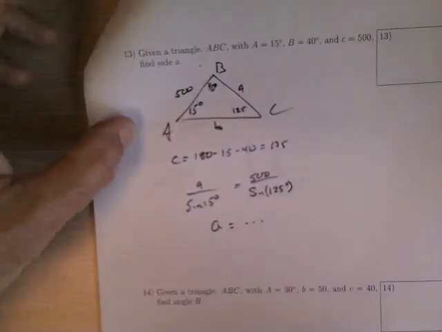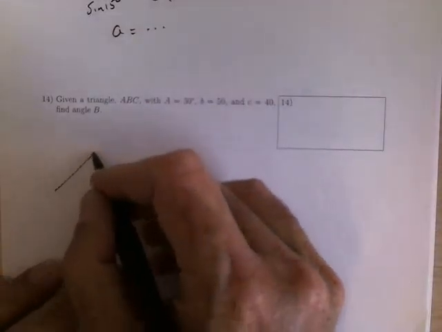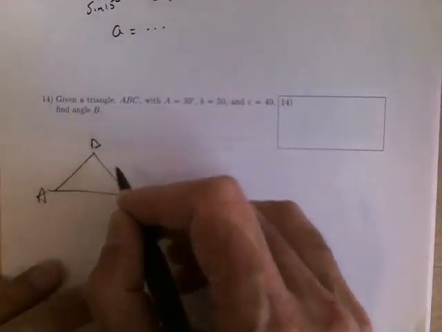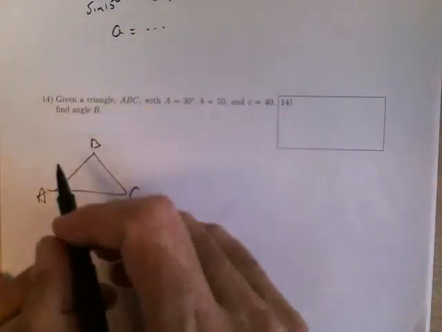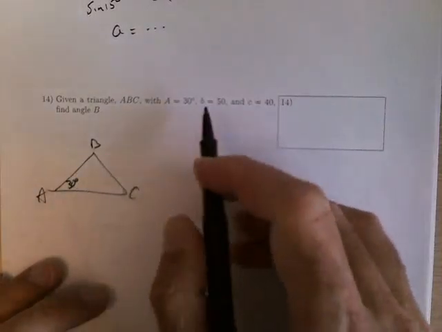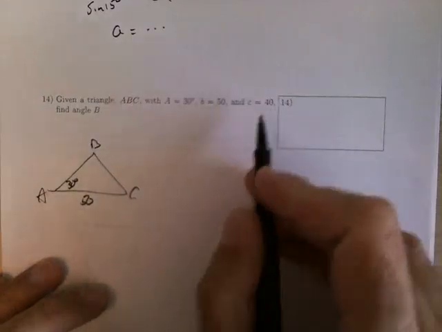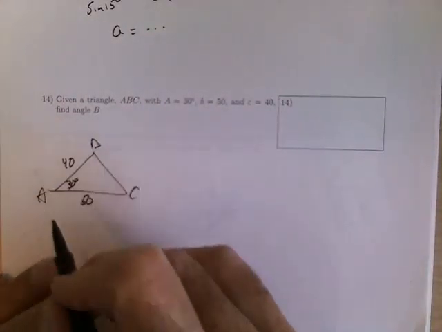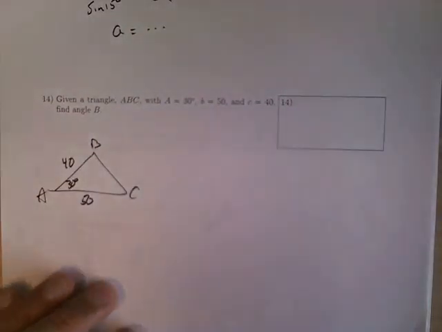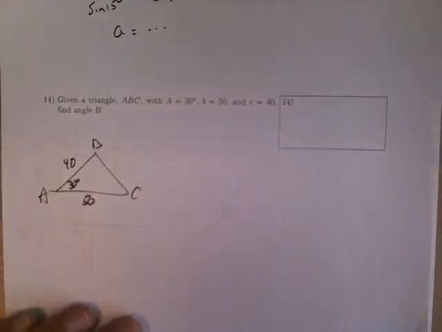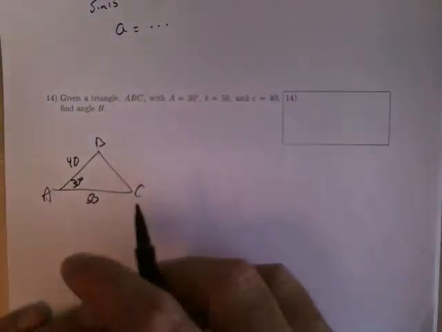Number 14. Again, I've got triangle ABC. Angle A is 30 degrees. Side B, so opposite of B, is 50. And side C, opposite of C, is 40. And it says find angle B.